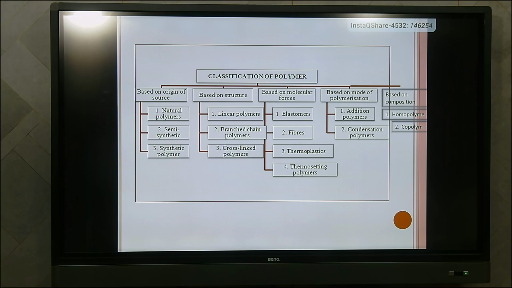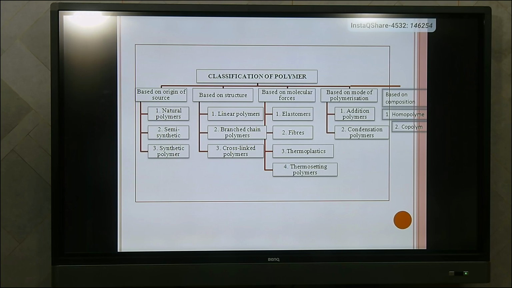Under these classifications, we had already seen about the mode of polymerization, addition polymerization and condensation polymerization. Now we'll start with the origin of source. Under origin of source, you'll be having three sources: natural polymers, semi-synthetic polymers, and synthetic polymers. So from origin, the polymers can be directly extracted from the natural source, which is nothing but the trees, animals, etc. And synthetic polymers are completely made in the laboratory.